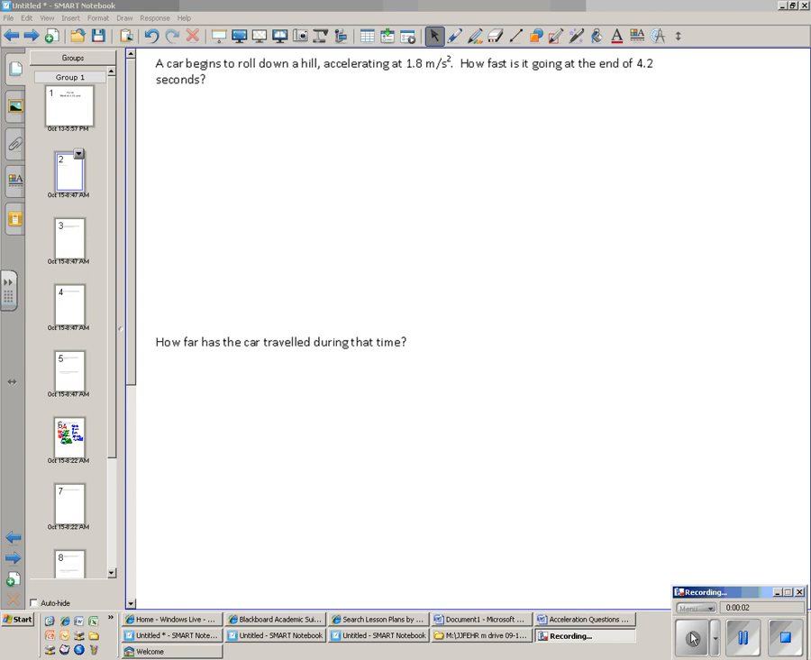This is example problem 1 for the big 5 acceleration equations. We start off by reading the problem. A car begins to roll down a hill, accelerating at 1.8 meters per second squared. How fast is it going at the end of 4.2 seconds?